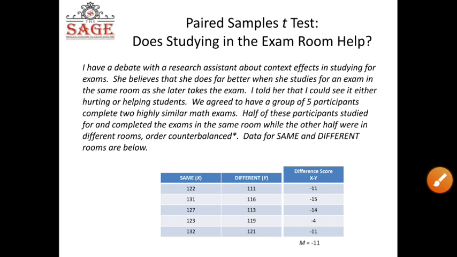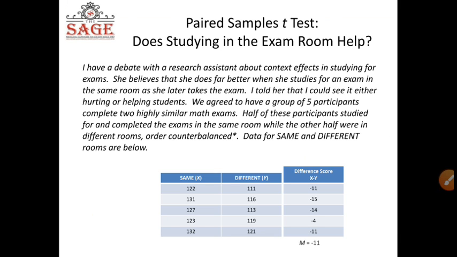Going further, paired sample t-test. This is an example. Does studying in the exam room help? So, there is a question. I have a debate with a research assistant about context effects in studying for exams. She believes that she does far better when she studies for an exam in the same room as she later takes the exam in. That is, if she studies in the same room in which the examination is to be taken, then she performs better than otherwise. I told her that I could see it either hurting or helping students.